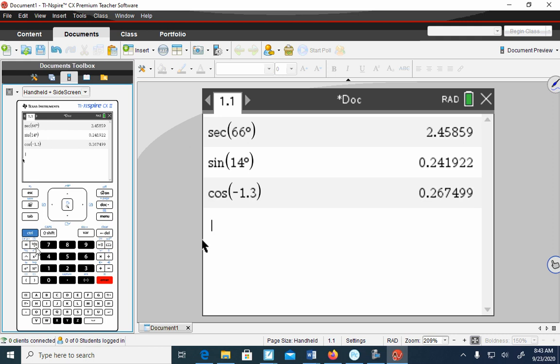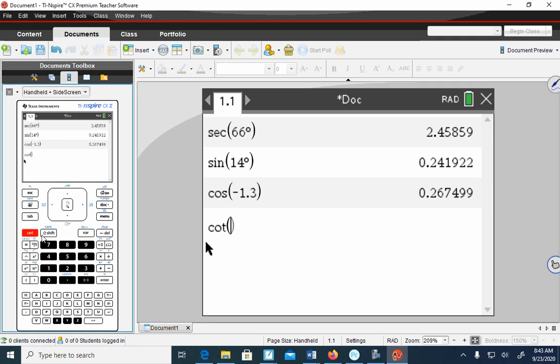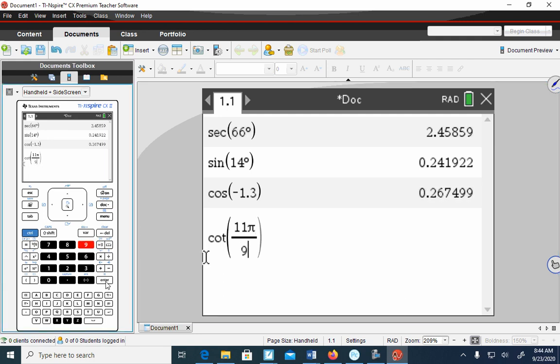And then cotangent, and I'm going to use my control divide, my favorite button, and I'm going to do 11π, getting my pi, remember pi's down there, and then over 9. And I hit enter. So those are my answers.